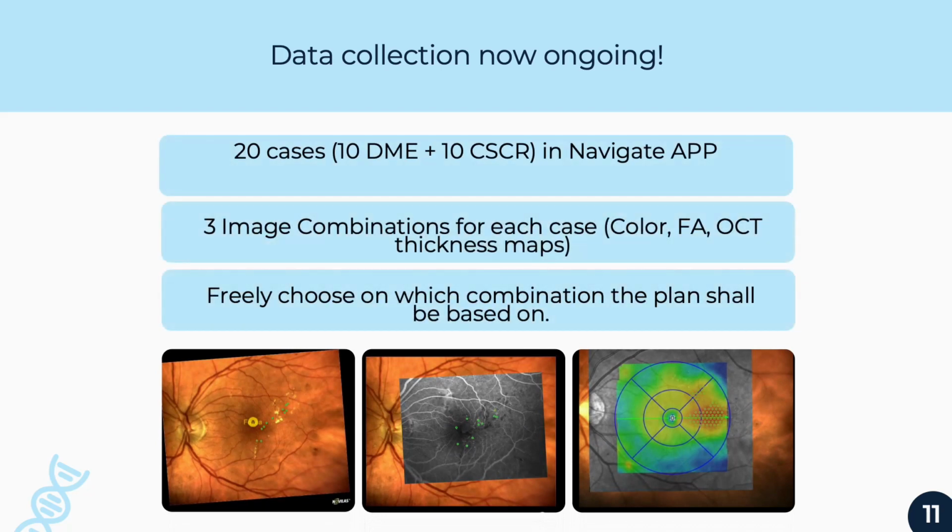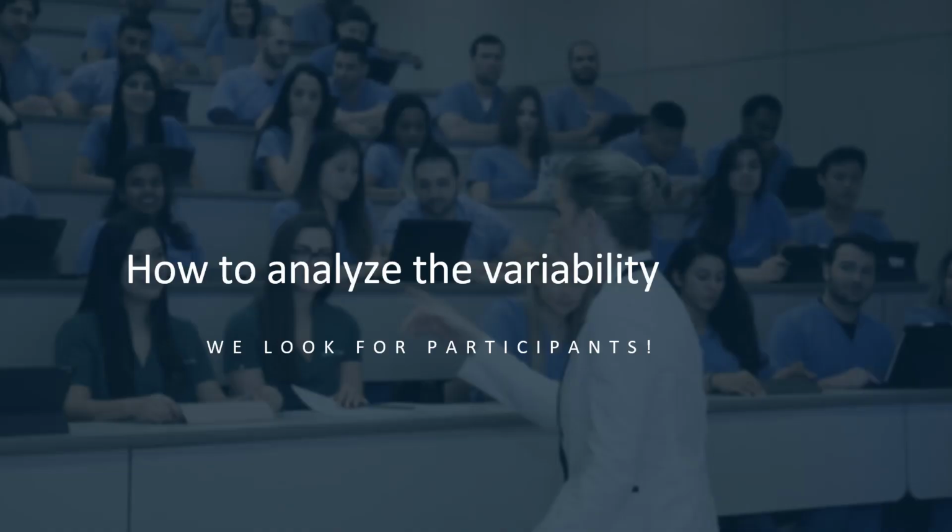At this point, we have 20 cases in the Navigate app, 10 with diabetic macular edema and 10 with central serous chorioretinopathy. There are combinations of various imaging modalities such as color photograph, fluorescein angiography, and OCT thickness maps. We request you to use these 3 imaging modalities to make your laser plans. In the next few minutes, Ulrike will explain how to participate in the project and how to go about laser planning. Thank you.